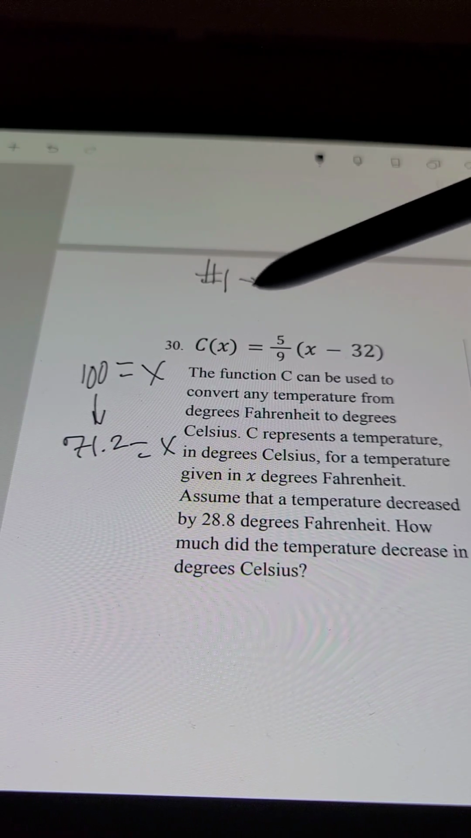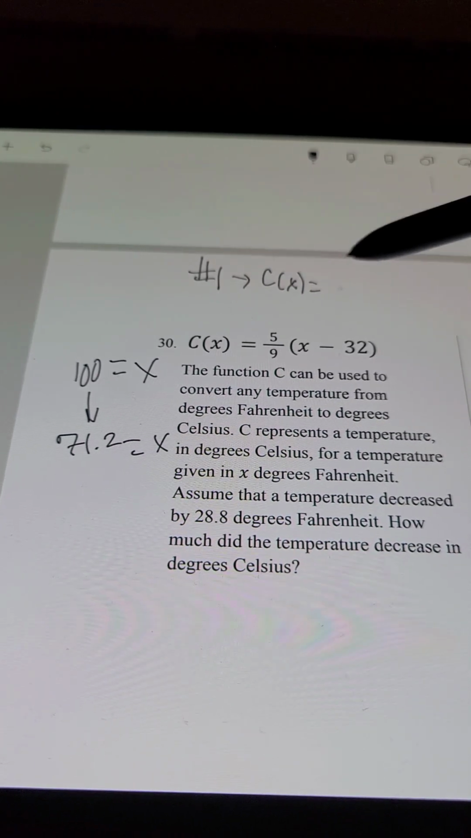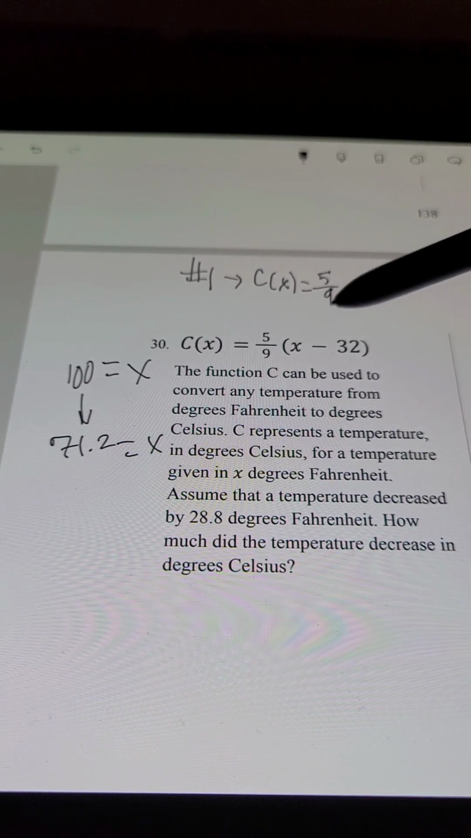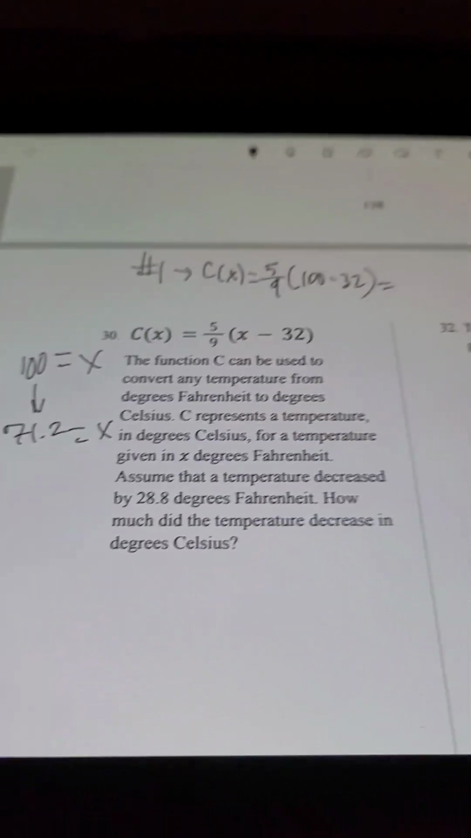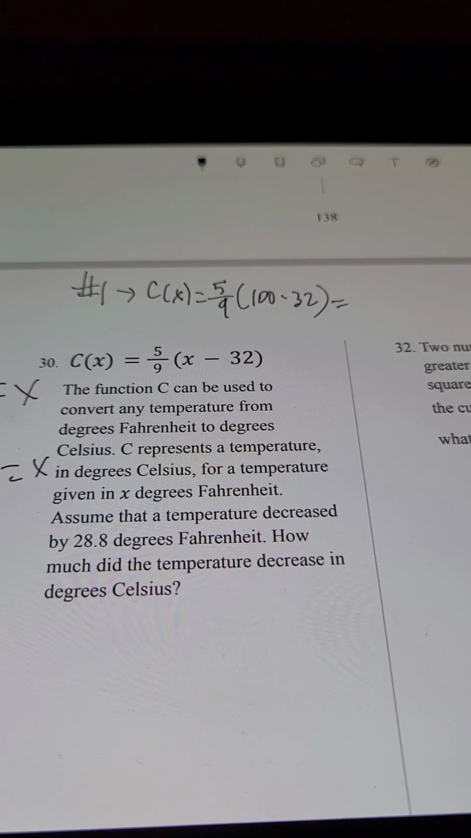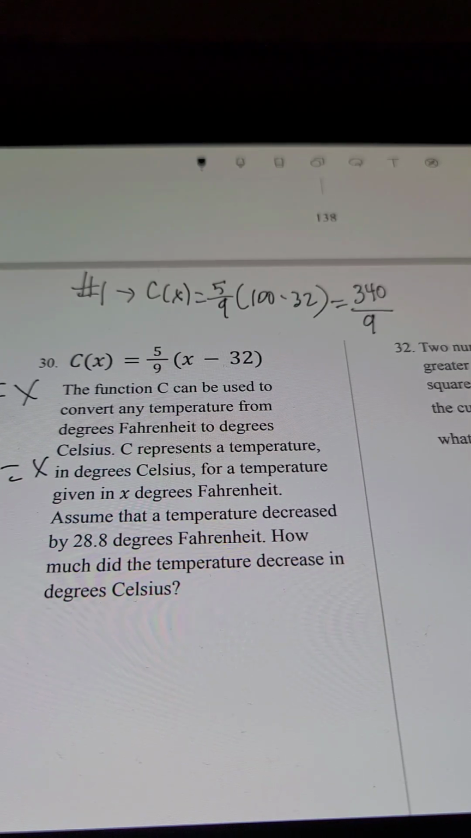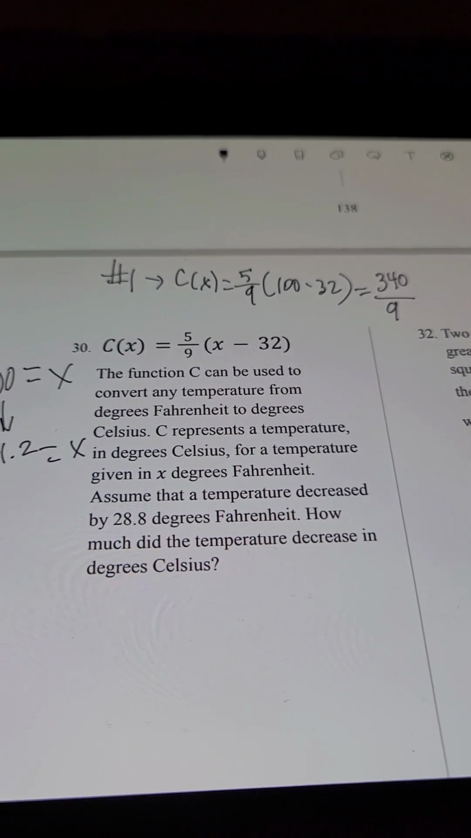So in scenario 1, I'm finding the degrees Celsius when I plug in that my degrees Fahrenheit is 100. So 5/9 times 100 minus 32. That's going to be 100 minus 32 is 68. 68 times 5 is 340, and then put the 9 on bottom. So situation 1, the Celsius degrees is going to be that.